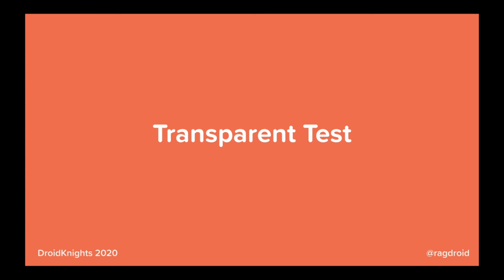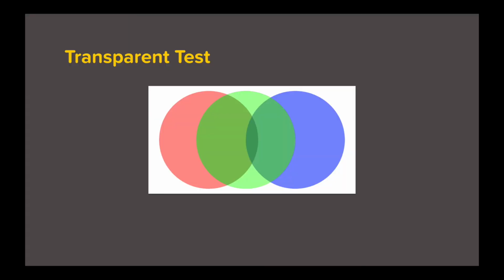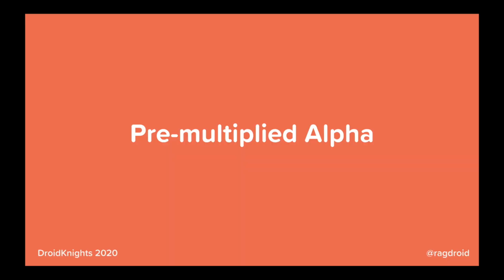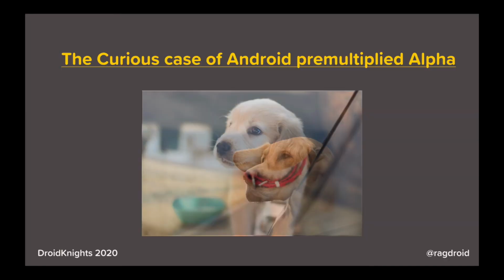Congratulations. So let us now put it through our transparent test that we had, and it turns out it failed again. But why did it fail now? So I started looking into it, and again a friend from a different platform pointed out that it could be because of pre-multiplied alpha. So what is this pre-multiplied alpha? I'll just briefly mention it.